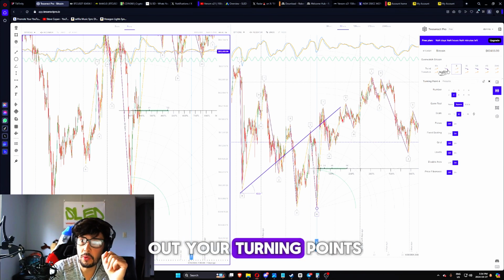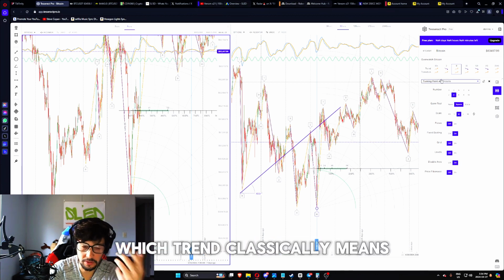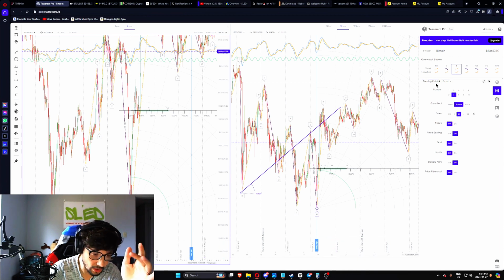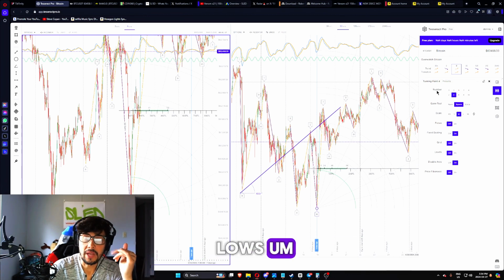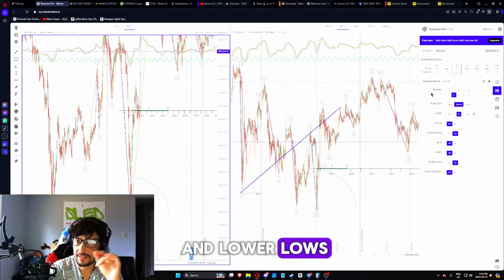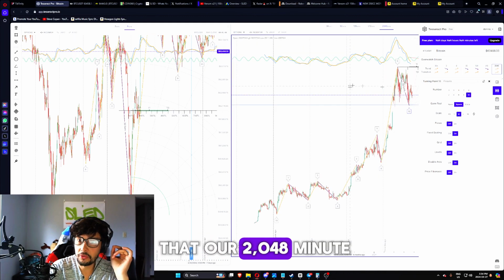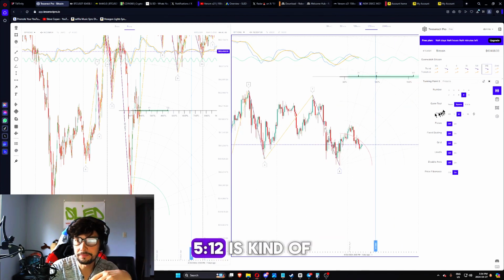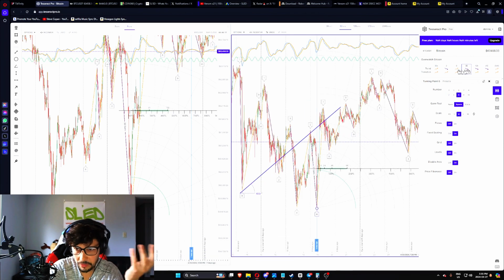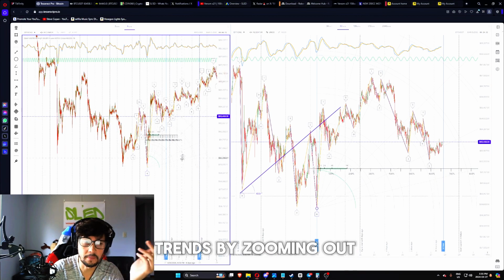So when you map out your turning points, there's going to be a little cheat sheet here. If you're not familiar with how to find a trend, classically an uptrend means higher highs and higher lows. Downtrend means lower highs and lower lows. I always get those mixed up. So you will always see the trend. We can see that our 2048 minute is an uptrend, 512 is kind of transitioning into an uptrend, but it wasn't a downtrend. 128, blah, blah, blah. It shows you everything here. I don't use that feature. I can just see trends by zooming out.